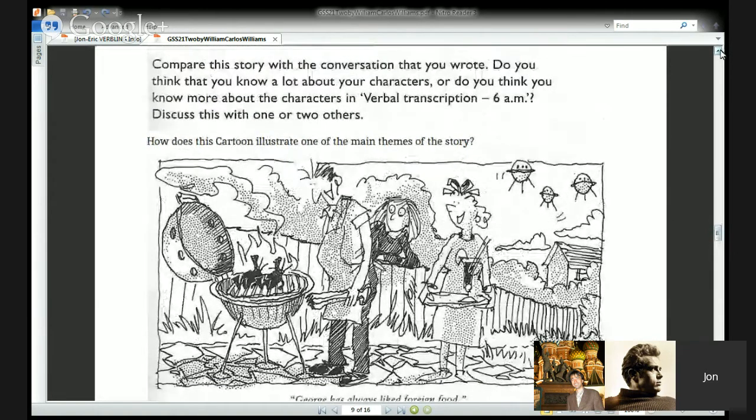There we go. How does this cartoon illustrate one of the main themes of the story? Can you see what's happening in this cartoon? Can everyone see it on screen? Yes, I see the screen picture. Okay, great. So hopefully I'm seeing it backwards. Hopefully you're seeing it the right way.